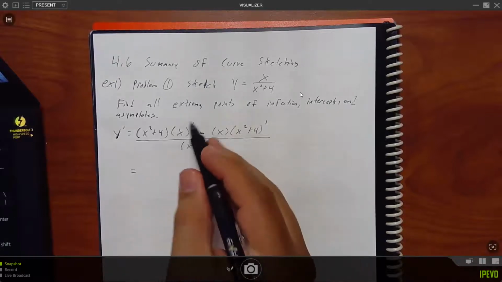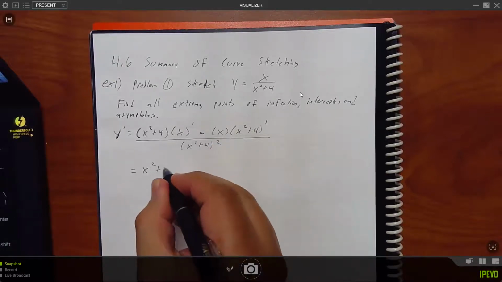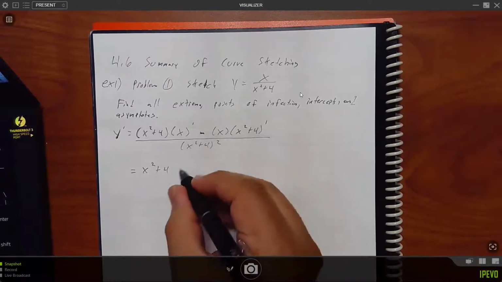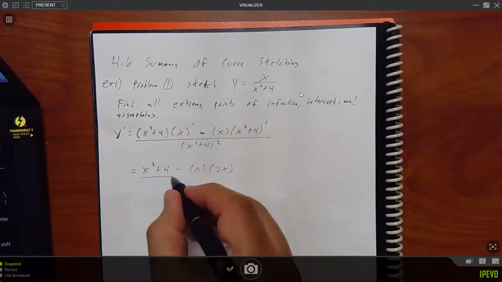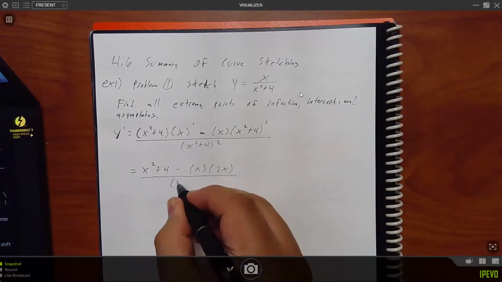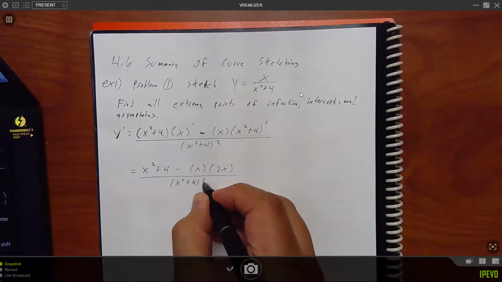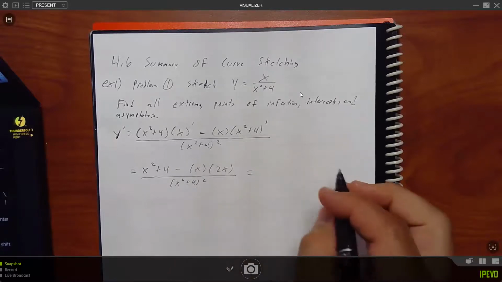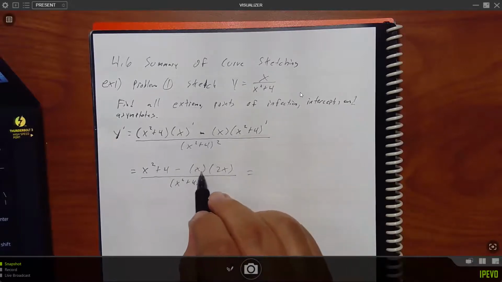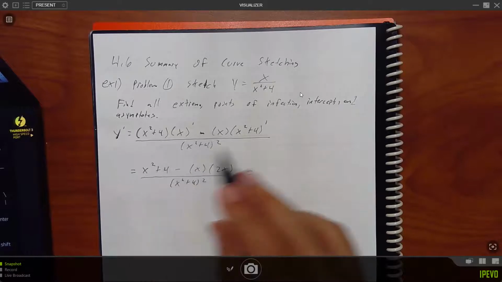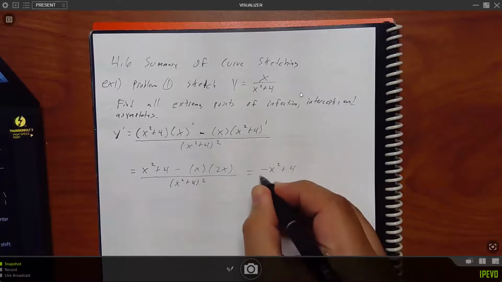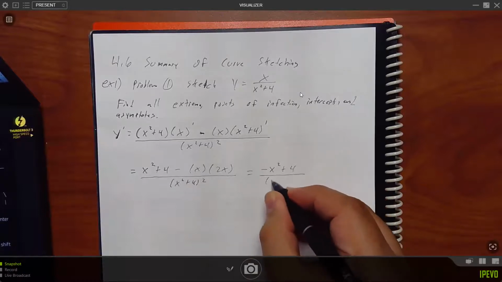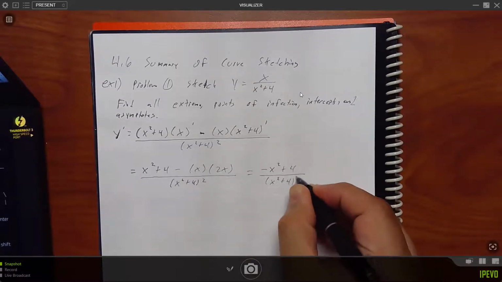So this is just the one, so we don't have to write that anymore. This will be 2x. And then we have this nonsense. That will be negative 2x squared plus x squared. That's a negative x squared plus 4 over x squared plus 4 squared.